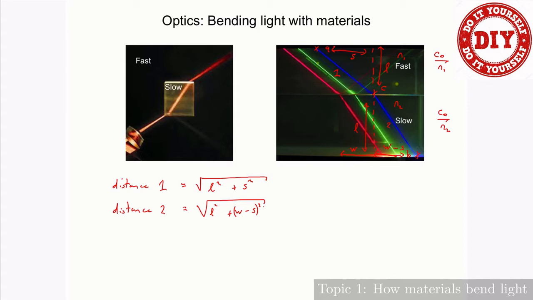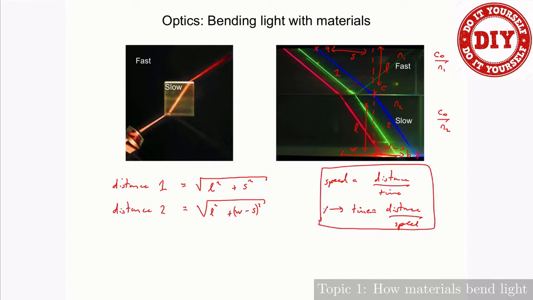But I want to think about light as taking the least time, so I need to convert these distances into time. We know that speed equals distance over time. So let's rearrange that formula: multiply both sides by time, and divide both sides by speed. That means that time equals distance over speed. Okay, so we'll use this one here.